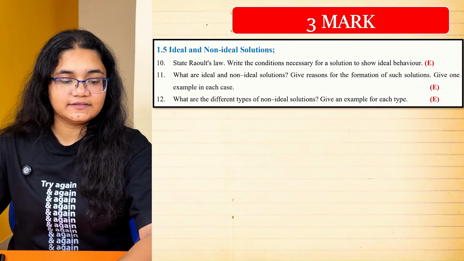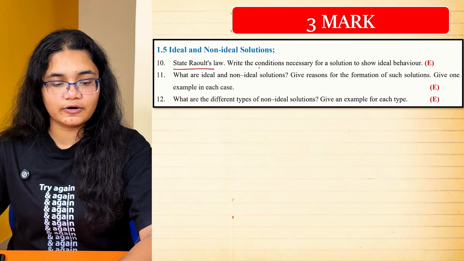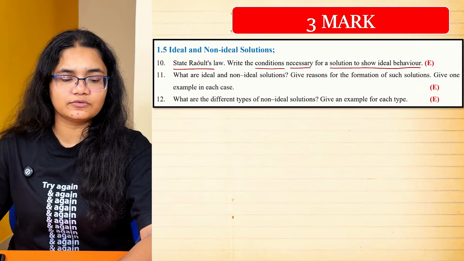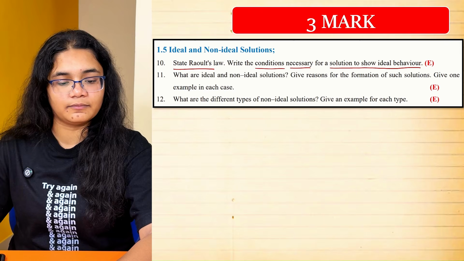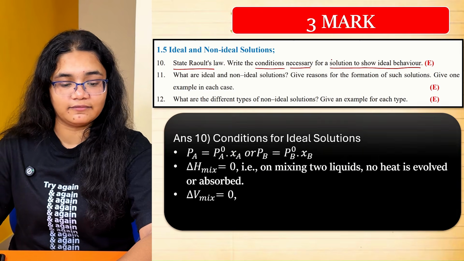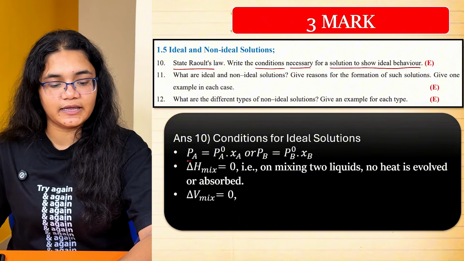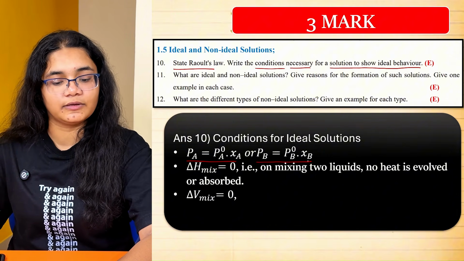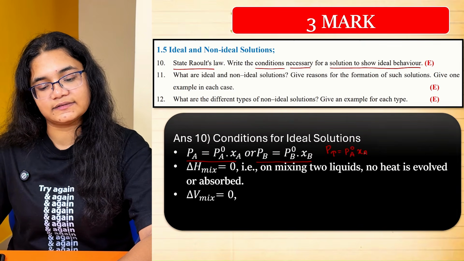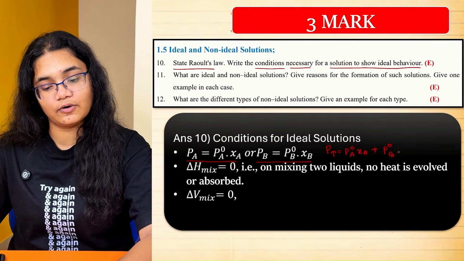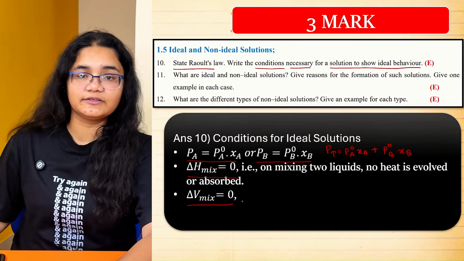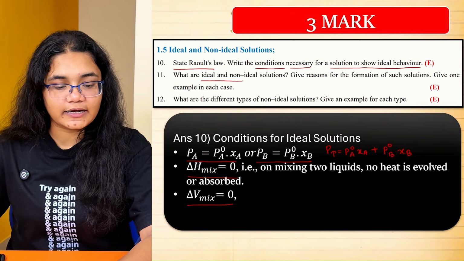Okay. Next, question 10: state Raoult's law, and write the conditions necessary for a solution to show ideal behavior. State Raoult's law, we have already discussed all previously. What are the conditions necessary for the solution to show ideal behavior? PA should be equal to P naught A XA, or PB should be equal to P naught B XB, or you can write P total should be equal to P naught A XA plus P naught B XB. Then delta H mix should be equal to 0 and delta V mix should be equal to 0.